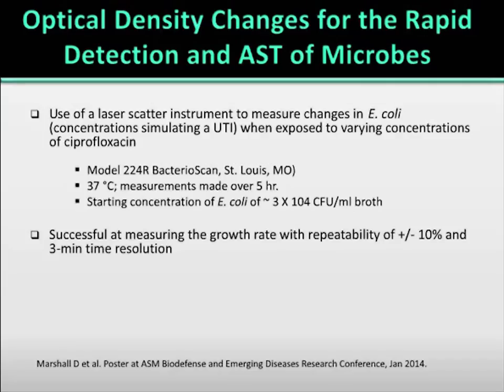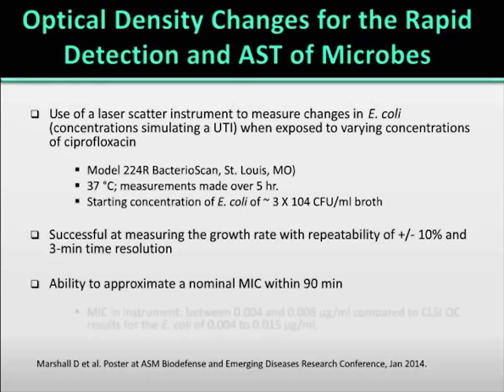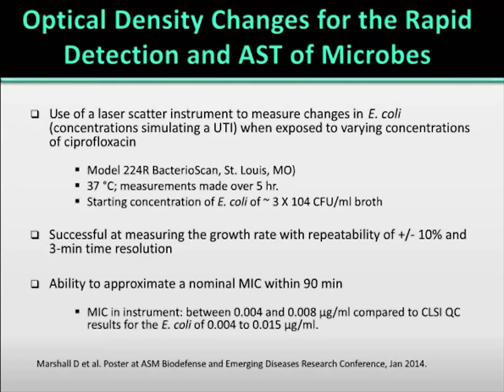What was shown in the data was there was a successful measurement of the growth rate with repeatability of plus or minus 10% and a 3-minute time resolution. And the instrument was able to approximate a nominal MIC within 90 minutes. And the results were equivalent or compared very well to the CLSI-QC results for that same E. coli organism. So the instrument predicted an MIC of 0.004 to 0.008 micrograms per ml. The CLSI-QC data would suggest the MIC should be between 0.004 and 0.015.